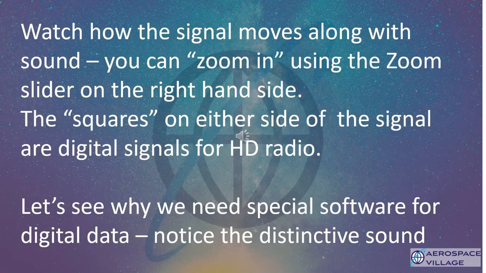By watching how the sound moves, how the signal strength grows and decreases over time, it gives you an idea of what's happening with the signal. Now in our next slide, you're going to hear a digital signal and see it in operation. You can't decode it with the human ear. You need a computer for this. You'll notice that digital signals have a distinctive sound.